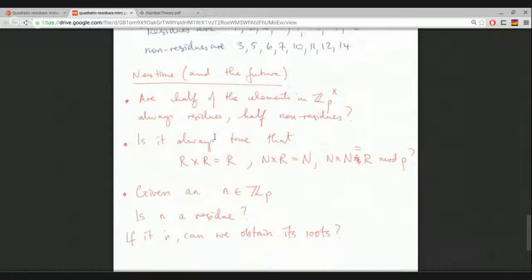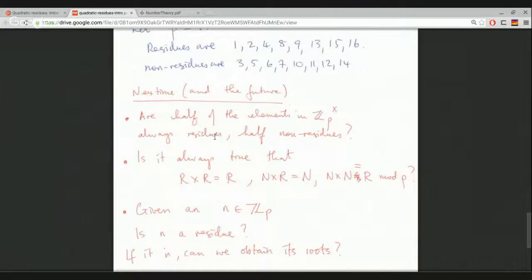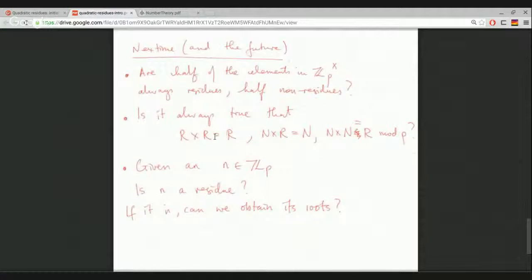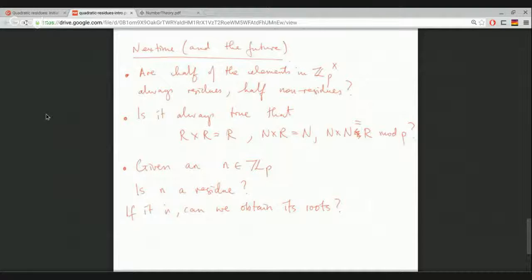We also did a bit of experimentation. We did this with p equals 13 and 17. We looked at the multiplication tables in those groups. And what we noticed was, so here, R stands for residue, N stands for non-residue. We noticed that they had these nice properties: when you multiplied together two residues, you got another residue. When you multiplied together two non-residues, you again got a residue. But when you mix them, when you multiply a non-residue with a residue, you got a non-residue.